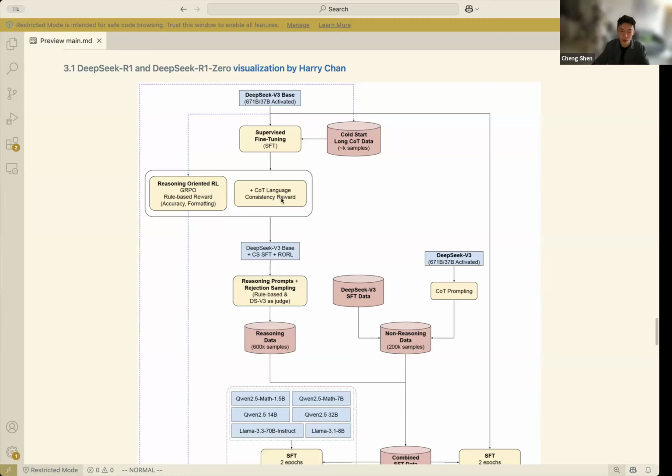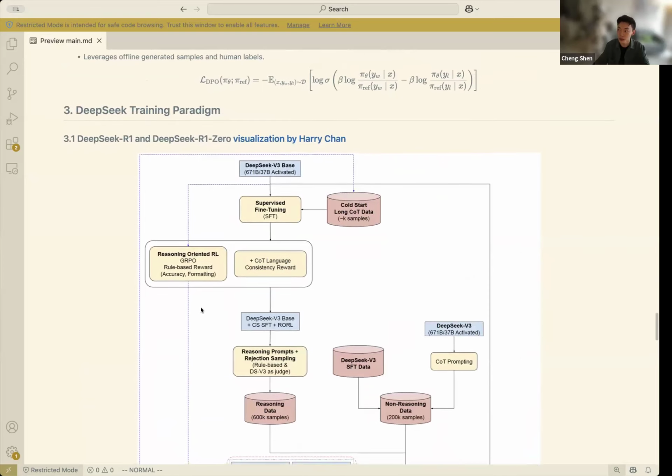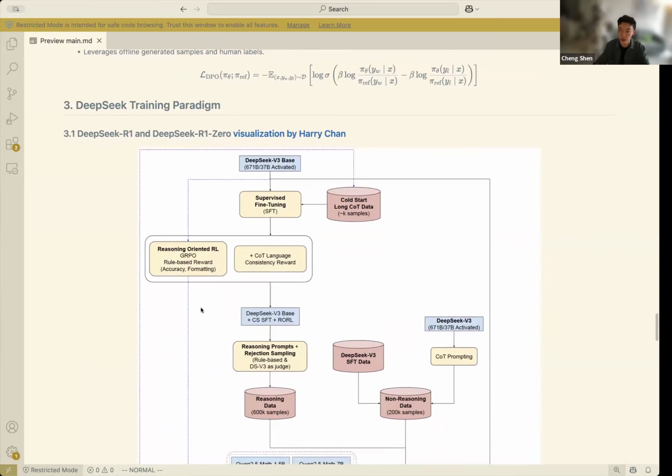This is something they observed: when they are only doing the reasoning-oriented RL, which leads to DeepSeek R1-Zero in the end, the model produces answers that are less readable by humans. Sometimes the outputs are mixed with different languages like English and Chinese, since those are the two languages that DeepSeek models focus on.